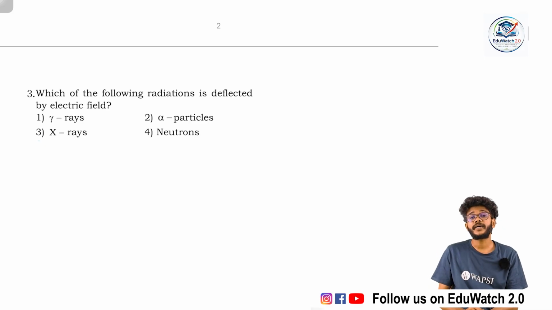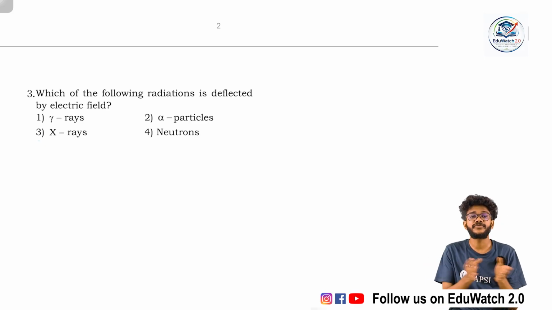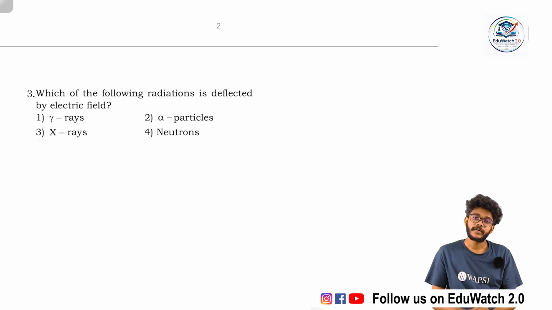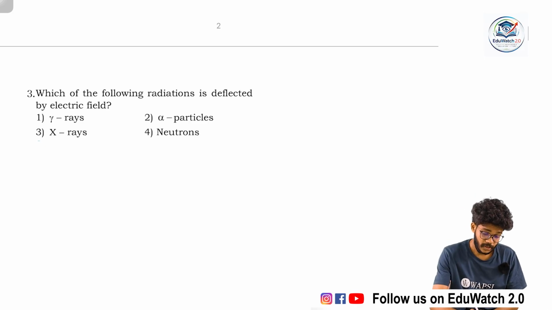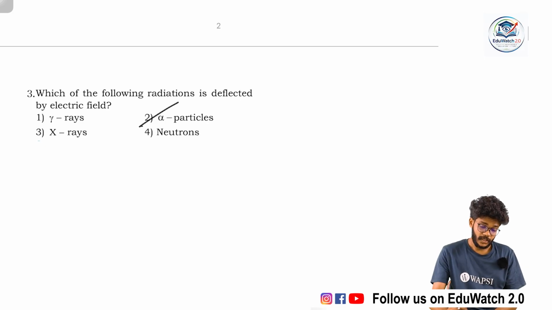And alpha particle, what is meant by alpha particle? Alpha particle is nothing but the nucleus of a helium atom. So it has mass, and it has charge. The nucleus consists of positive charge, and that can be easily deflected by an electric field. So option B is the correct answer. So we can move to the next.